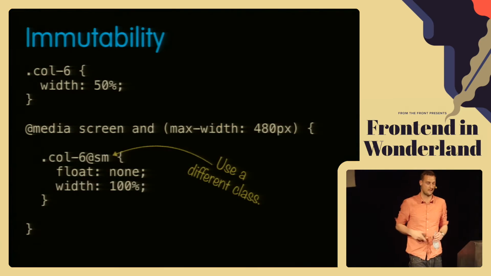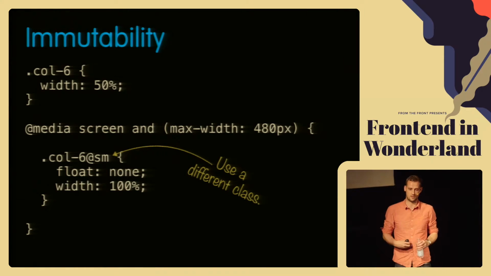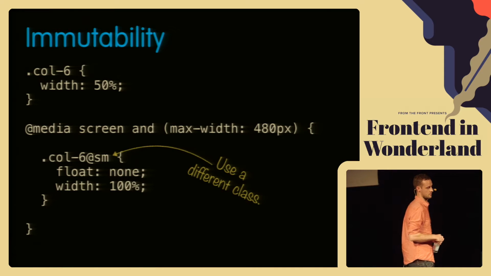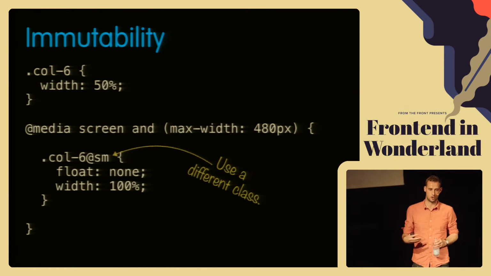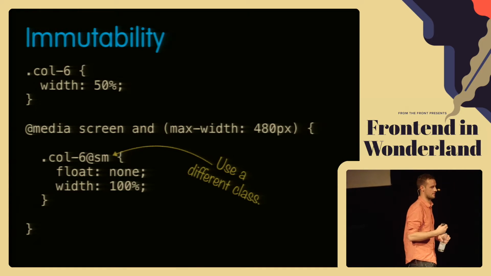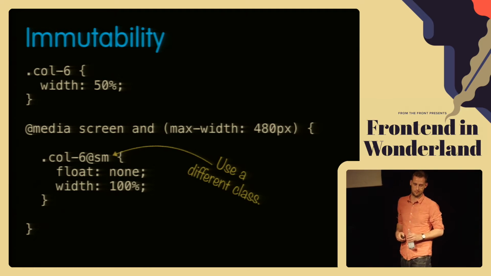The way I'd fix that specific example is I would use what I call these responsive suffixes. Just use a different class. So now we've got two completely different classes with two completely different jobs. This @sm just tells me @small. So here we're not mutating anything. We've got two classes with two outputs.